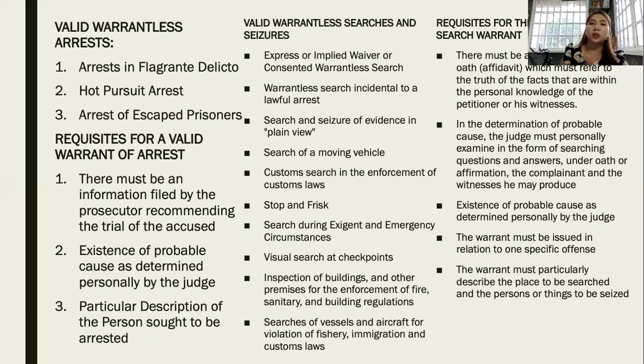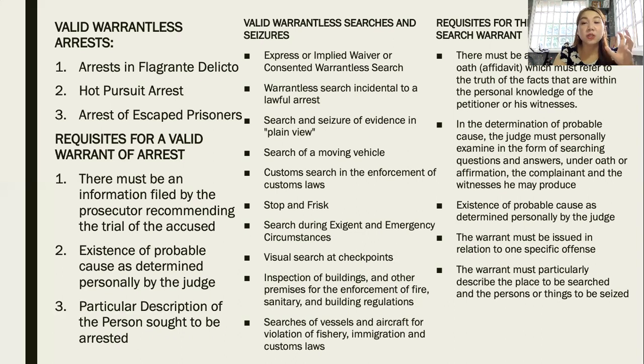So, how does the prosecutor determine the existence of probable cause? Through preliminary investigation or inquest proceedings as provided in the Rules of Criminal Procedure. As for the existence of probable cause determined personally by the judge, what is the context of this? Probable cause in arrest cases consists of facts and circumstances which would lead a reasonably discreet and prudent man to believe that an offense has been committed by the person sought to be arrested.